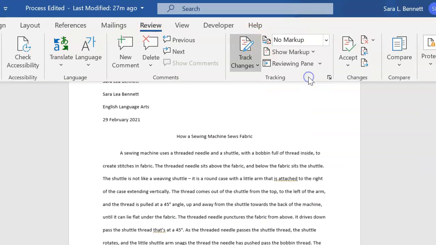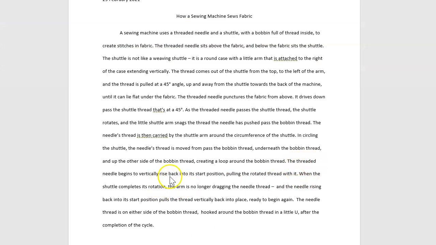Down here, my organization is still not perfect, but it's kind of hard to see that right now. So if I take off my markup, the threaded needle begins to vertically rise back into its start position, pulling the rotated thread with it. When the shuttle completes its rotation, the arm is no longer dragging the needle thread, and the needle rising back into its start position pulls the thread vertically back into place, ready to begin again. The needle thread is on either side of the bobbin thread, hooked around the bobbin thread in a little U after the completion of the cycle. So I think there's something that could be better there, but right now I can't think of it, so I don't worry about it. I pause and move on.